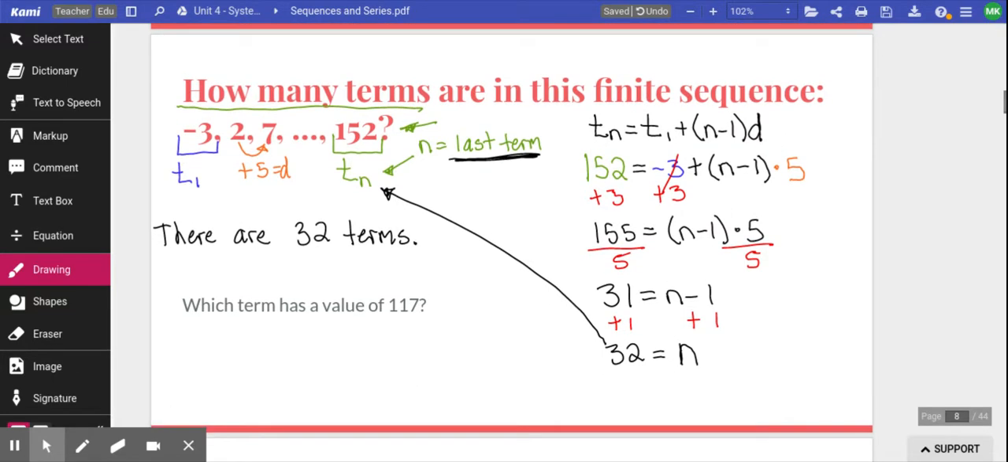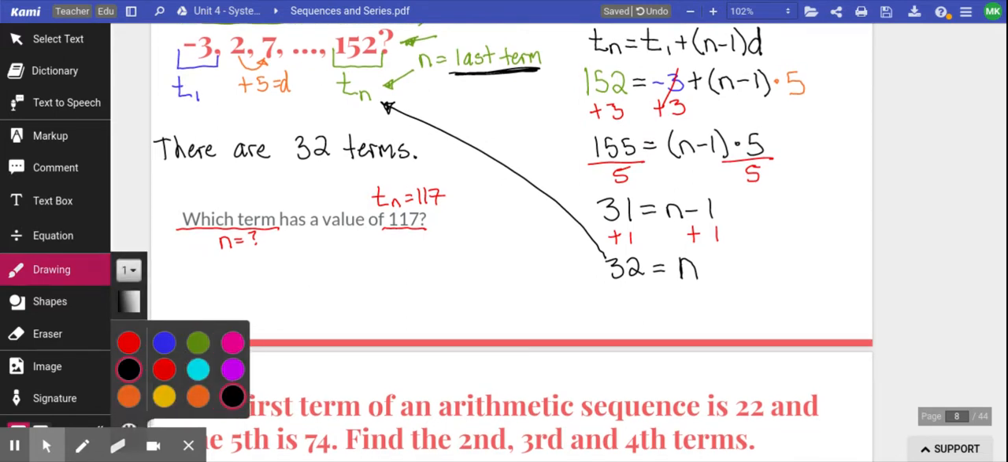Perfect. If you look at the next question, it says which term, so you're looking for n, has a value of 117. That means T of n equals 117. You're looking for n. So I want you to try to pause. Maybe you can use the formula yourself. It's kind of like the question we just did. See if you can solve for which term is the 117th term.